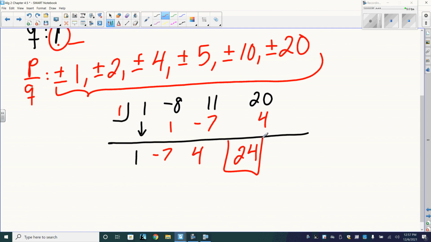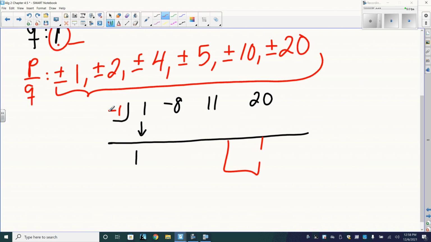So is 1 a solution? No, because we needed it to be what? A remainder of 0. Okay. So 1 doesn't work. Then we can do negative 1 next, because we're just going to keep going through the list to see which ones work. So we can do negative 1 next.